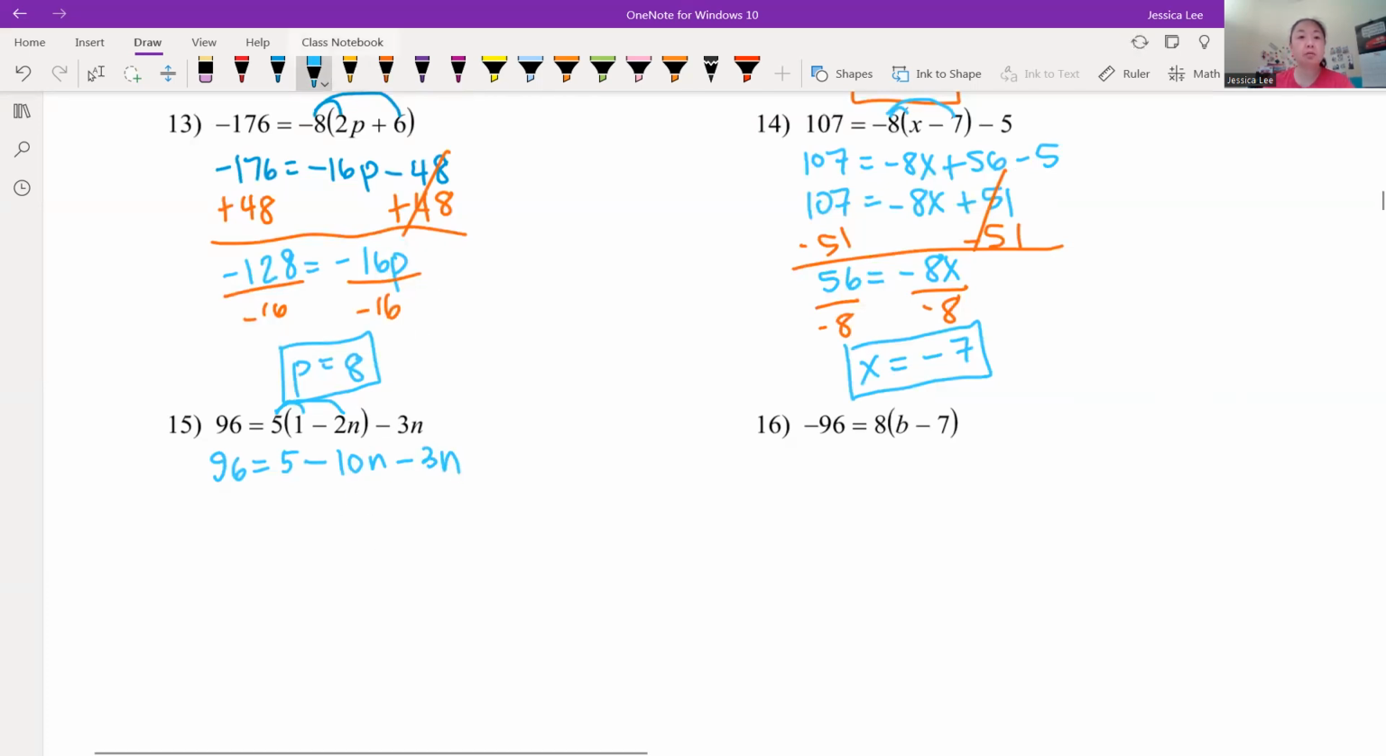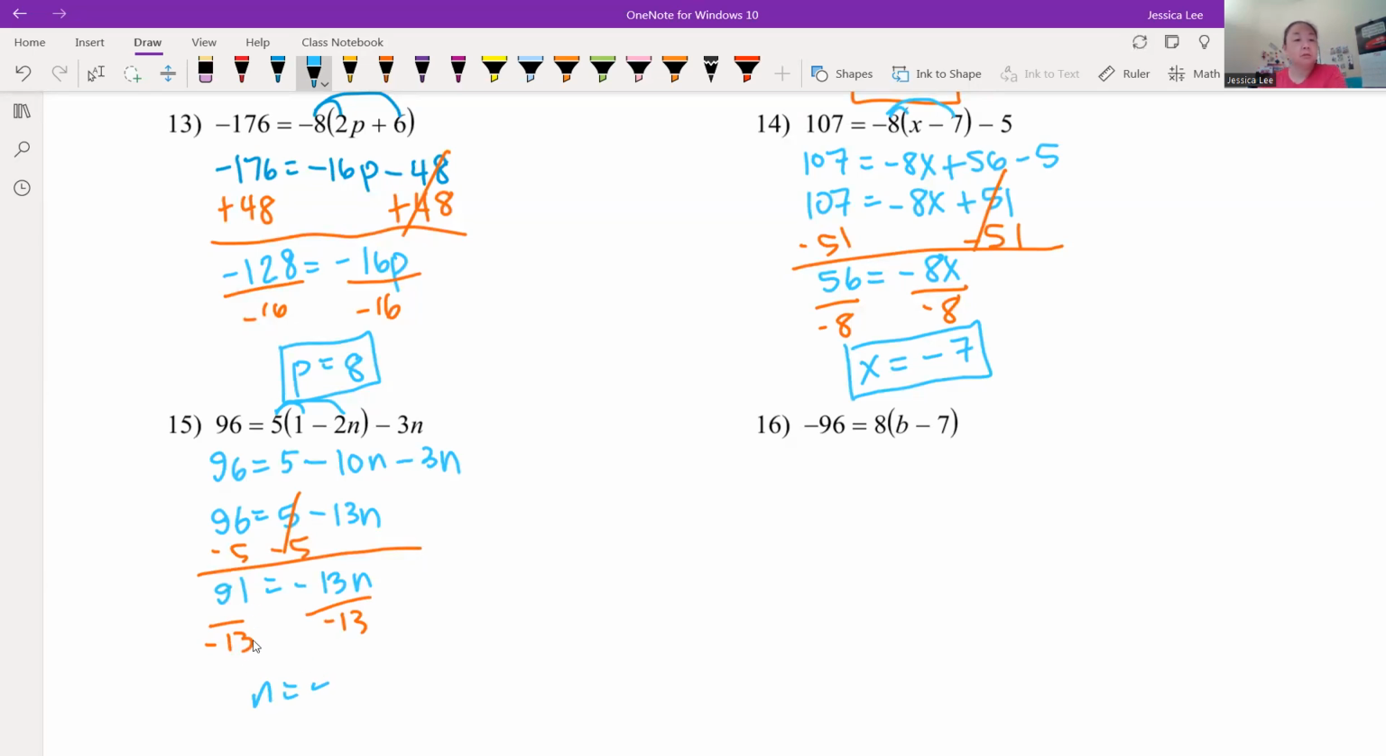Right, now I got some like terms on the right-hand side. So we're going to just rewrite that. So 96 is equal to 5. And then negative 10n minus 3n is going to be negative 13n. Then we're back to our two-step equation. So we're going to subtract 5 from both sides. We got 91 is equal to negative 13n. And we're going to divide both sides by negative 13. And we get n is equal to negative 7.